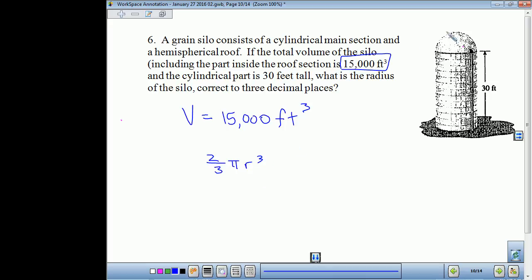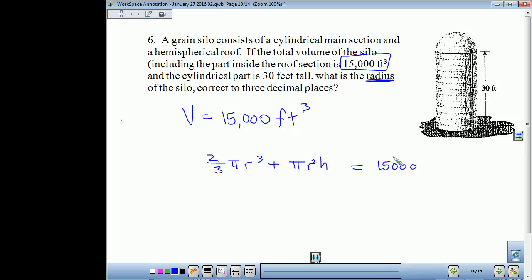All right, so there's the top part of my silo. Now, the rest of the silo is just a cylinder, so it's pi r squared h. R squared. Thank you. And at most, it can hold that much. We want to assume it's exactly equal to 15,000 for this problem because we're trying to see what the radius is. So we're going to go with that maximum amount.